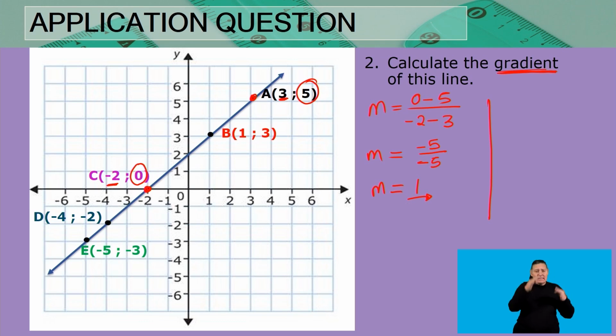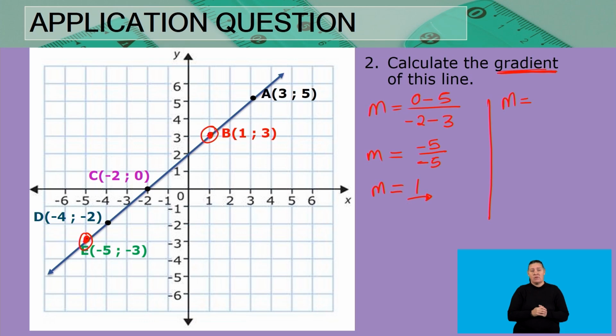But what if I decided to choose a different pair of points? Now, as stated before, because the points are collinear, then the gradient will be the same between any 2 points. Any 2 points that you take on that line are going to produce the same gradient. Let's take a different set of points. Perhaps let's take point E and point B. So we are going to take E and B.